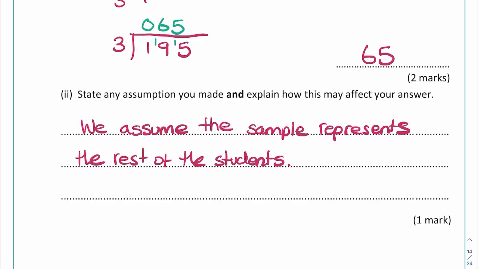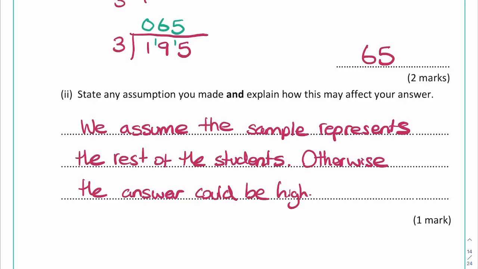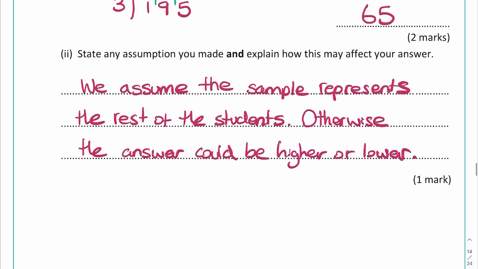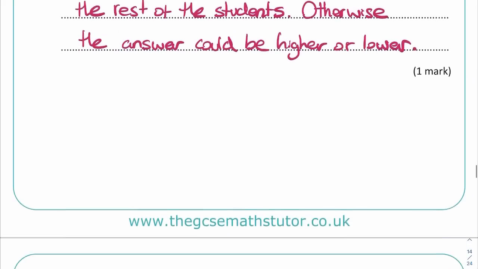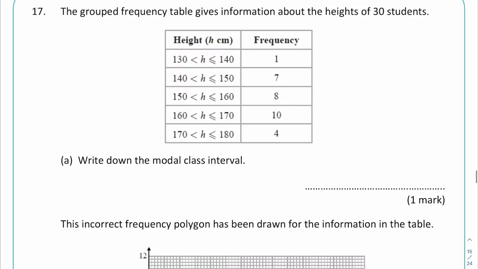So in terms of that, we would need to give this, because it does say explain how it may affect your answer. Otherwise, the answer would be wrong, or the answer could be higher or lower. Higher or lower, which is basically just saying it would be wrong. So there is our assumption, and we have explained how it might affect our answer if our assumption is wrong. On to question 17.